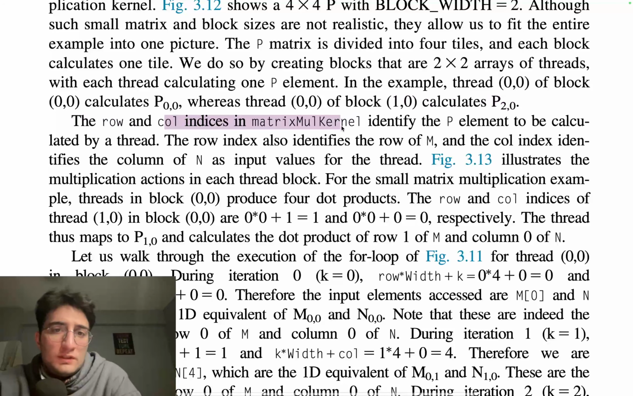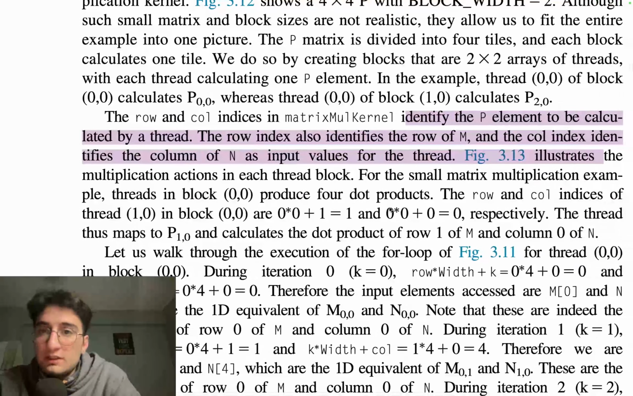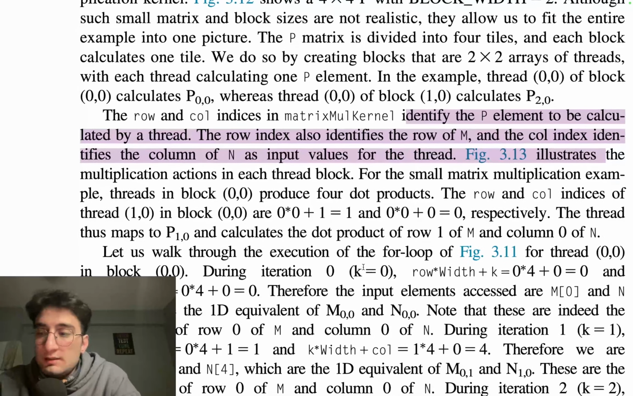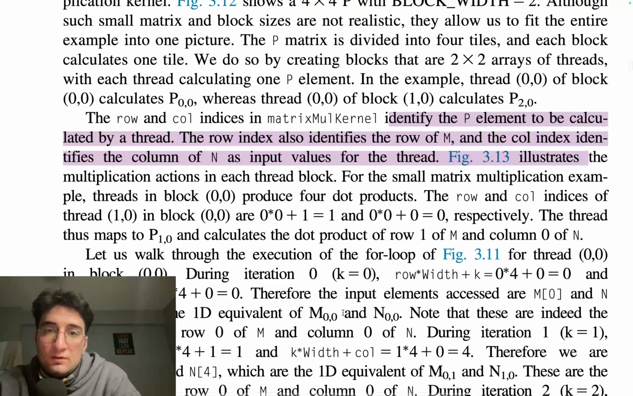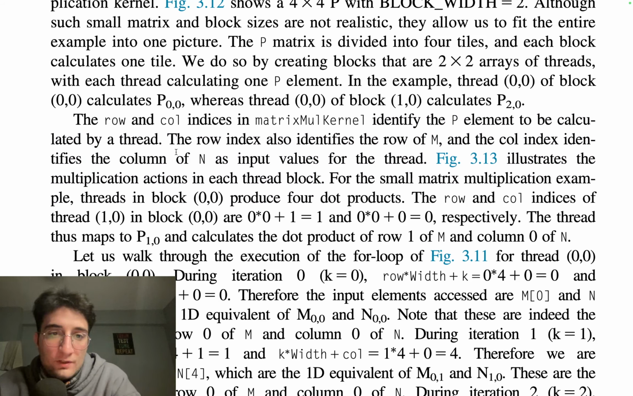The row and col indices in the matrix multiplication kernel are identified. It's really hard to read this book in the live stream, because I'm trying to read everything. Normally, when I'm reading a book, I'm always reading everything to understand correctly. Otherwise, sometimes I'm not understanding it. And yeah, this is just a reflection.